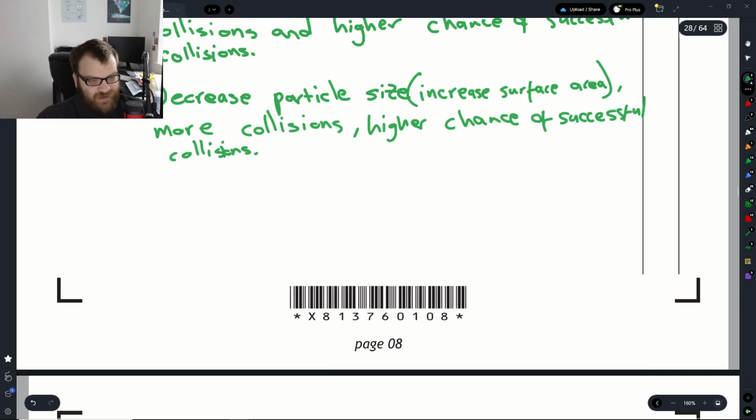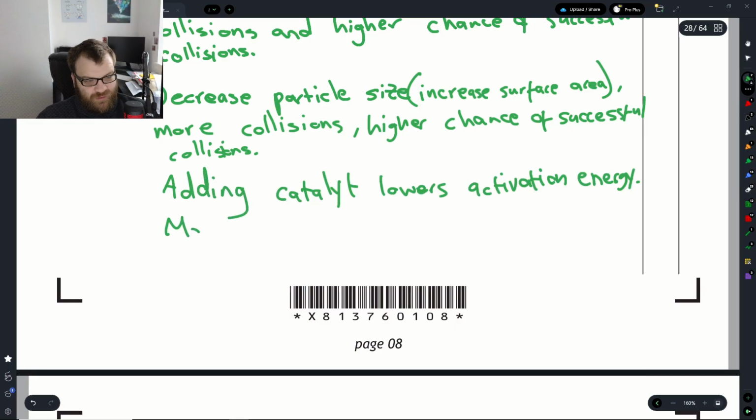Next one we could talk about is the effect of a catalyst. Adding a catalyst lowers the activation energy. So more particles will have kinetic energy greater than activation energy and can react.